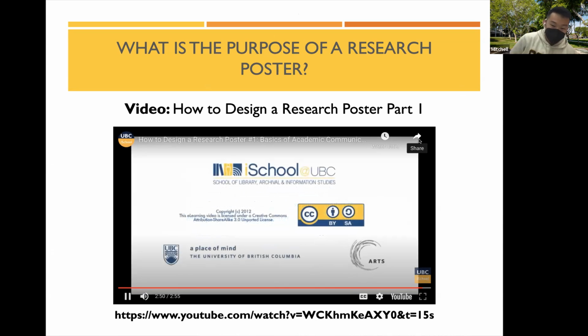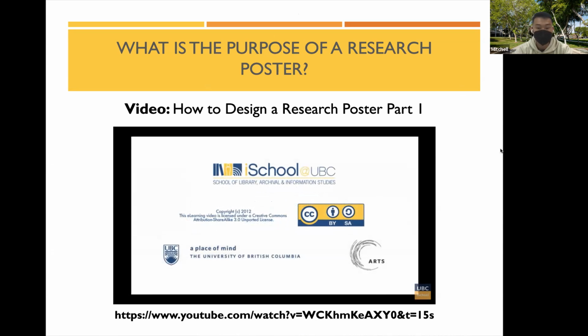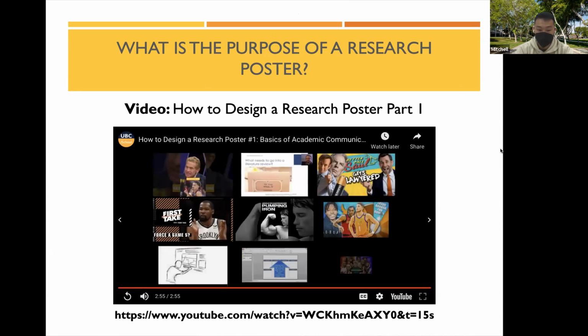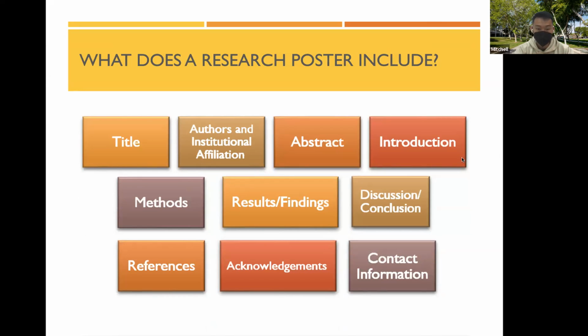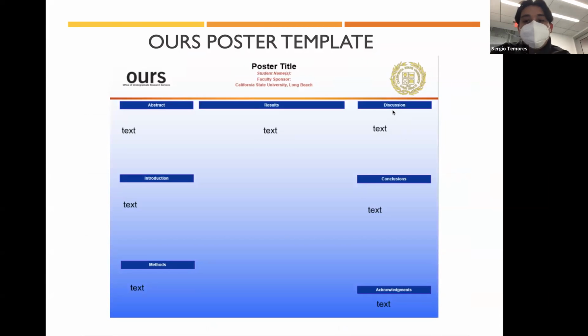Okay, I hope that gave you a decent overview of how to design a research poster. And in the next slide, we're going to be talking about what a research poster includes. So I'm going to pass it on to my colleague Sergio, who will go over the title, authors and institutional affiliation, abstract, introduction, methods, results, findings, discussion, conclusion, references, acknowledgements, and contact information in the next half of our presentation.